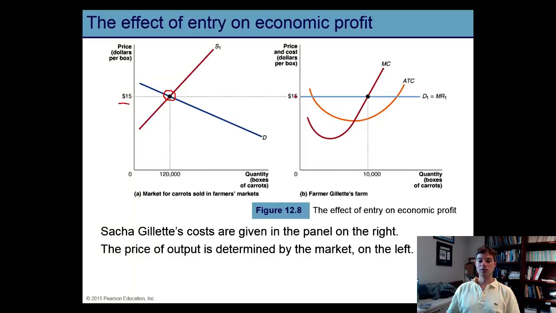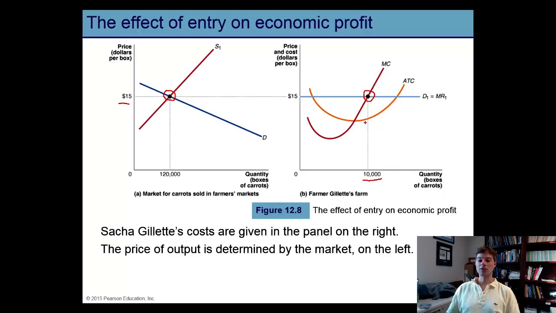The individual firm in the perfectly competitive market will take that price as given. Firms in perfectly competitive markets are price takers, and the individual firm will produce that quantity where price from the market equals marginal cost. This is where price intersects the marginal cost curve. In this example, that's at a quantity of 10,000.